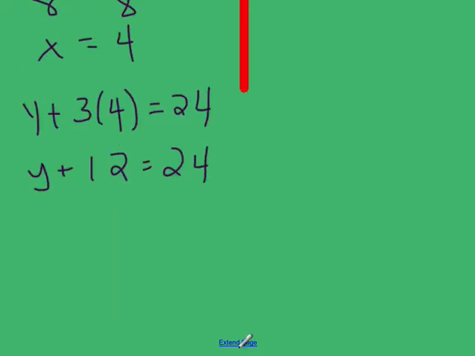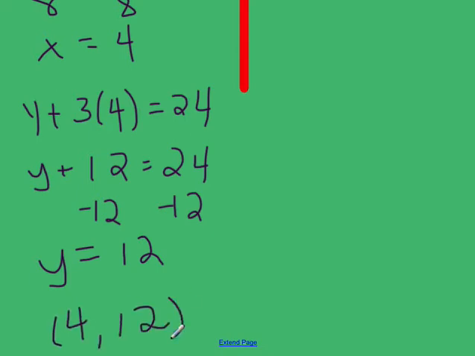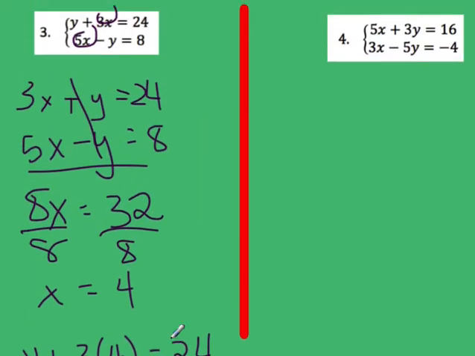So now I'm going to go ahead and subtract 12 from both sides, and I end up getting that y is equal to 12. So x is 4 and y is 12. So I'm going to write that out as the coordinate point, just like that. Now let's take a look at number 4.